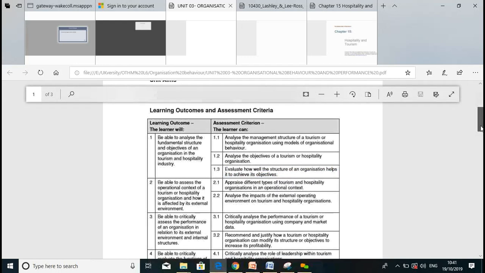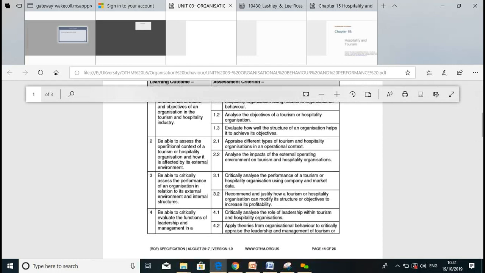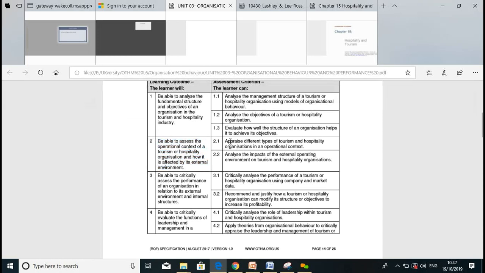Then in the second lesson, we'll try to cover each learning outcome within a lesson. Be able to assess the operational context of a tourism or hospitality organization and how it is affected by the external environment. We'll go through the external environment: political, economic, social, and technological. A lot of discussion is happening about the UK and EU future arrangement, the Brexit. What effect will it have? As an organization, we can't really influence it. We have to adjust our operation according to whatever happens, so we have to prepare. What effect will it have on the business?